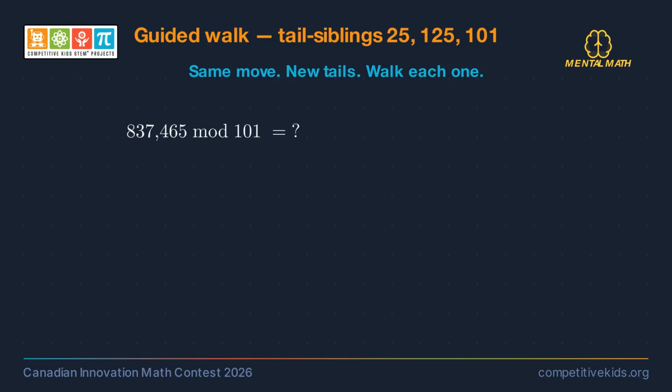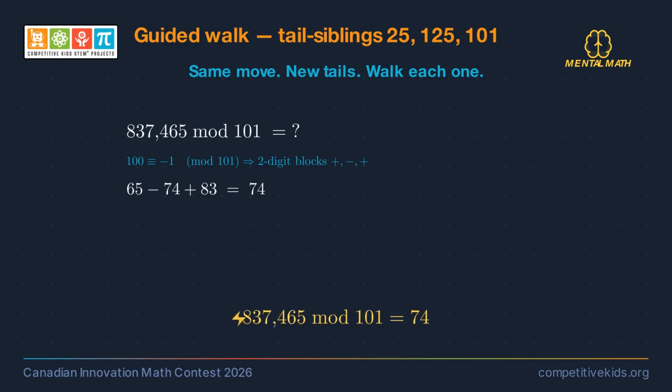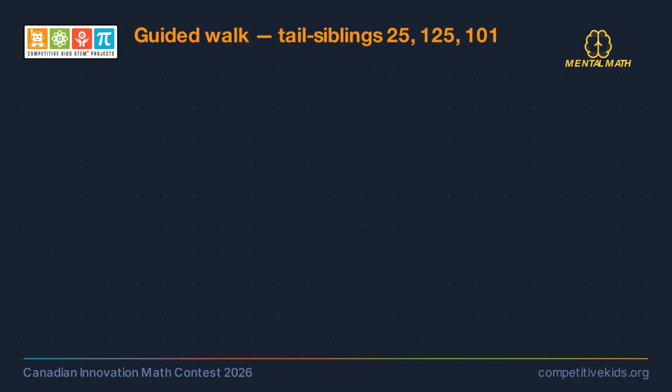Last, the remainder of 837, 465 mod 101. 100 is congruent to -1 mod 101, so tag 2-digit blocks plus, minus, plus from the right. 65 minus 74 plus 83 is 74. So 837, 465 mod 101 is 74.